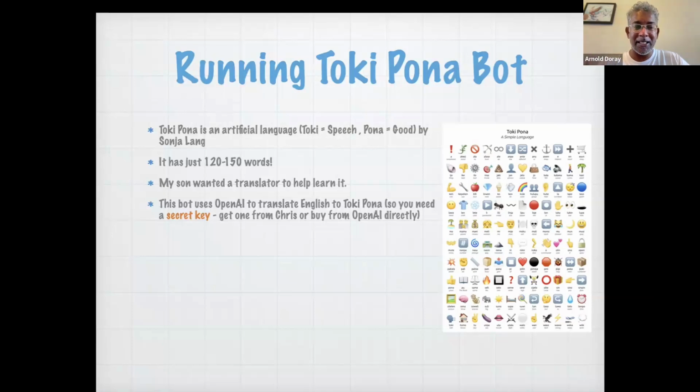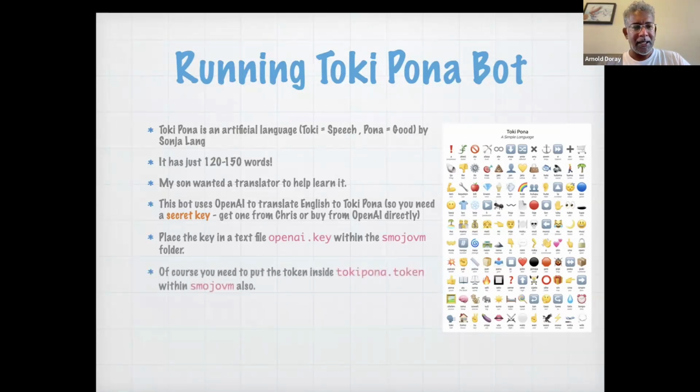Okay, so again, for this example, you will need the OpenAI secret key, which you can get from Chris, or you can buy from OpenAI directly. And you place the key in a text file called openai.key, again within the Smojo VM folder. And of course, you also need the token from BotFather, and you need to put the token into tokipona.token, also within the Smojo VM folder. Once that's done, all you need to do is run arnold/bot/tokipona. That's the bot's name.